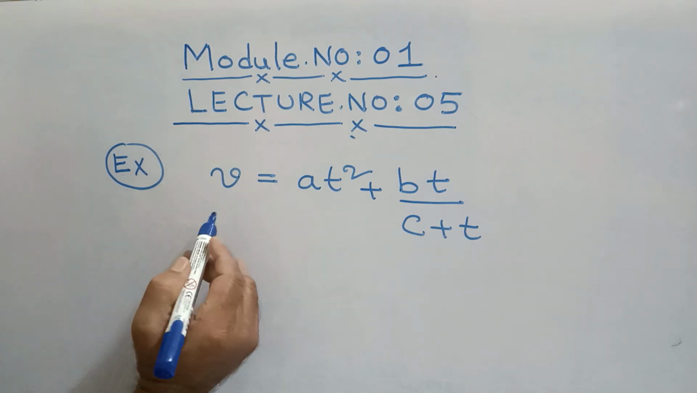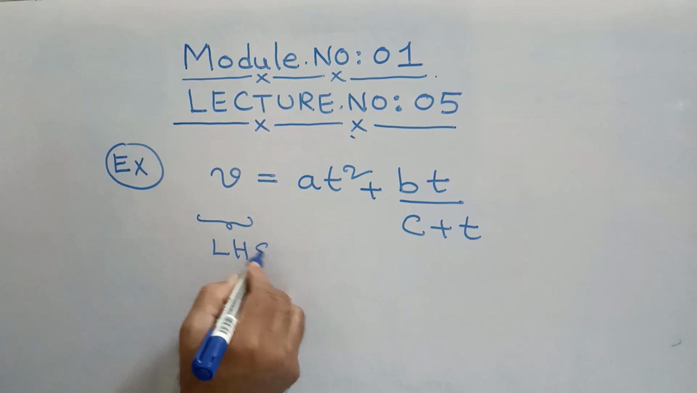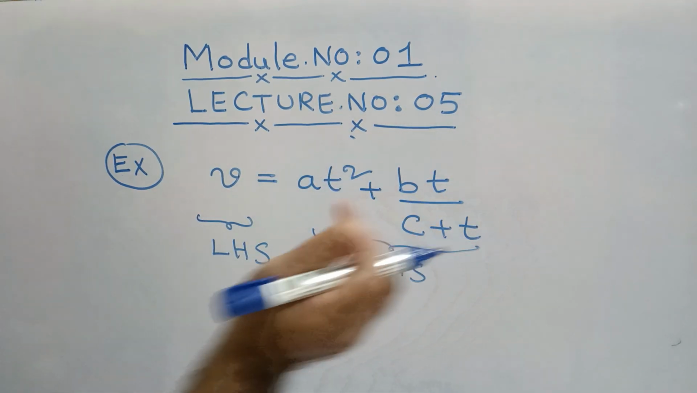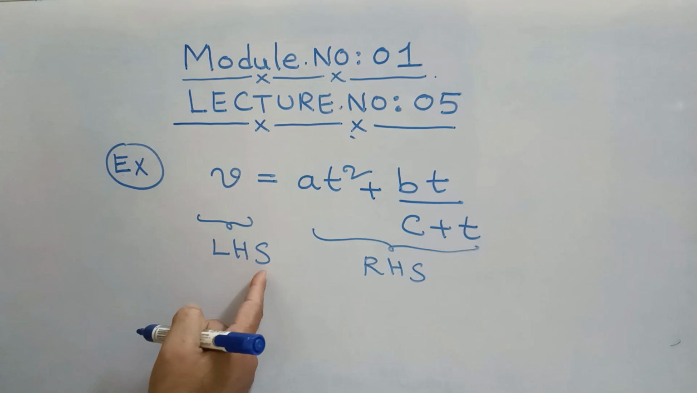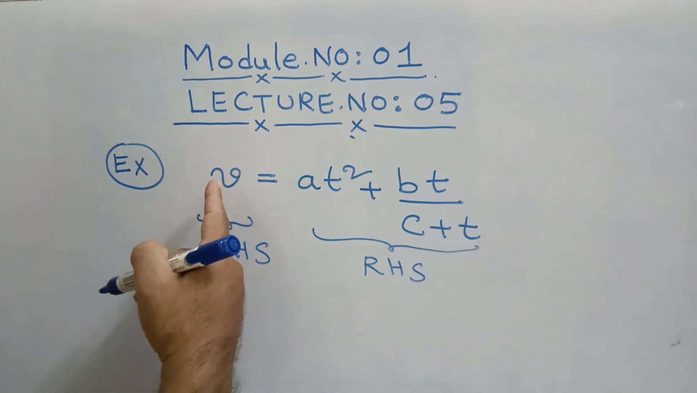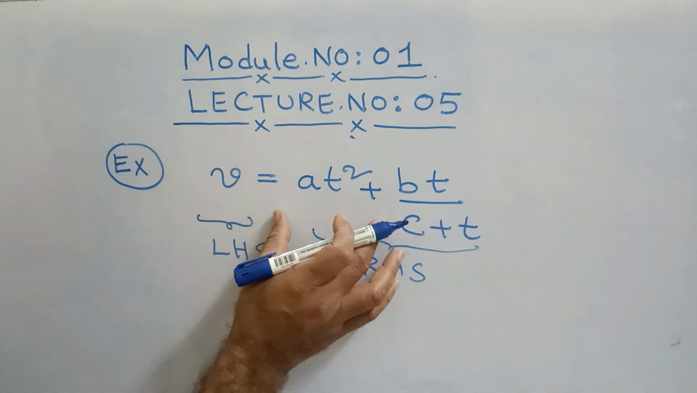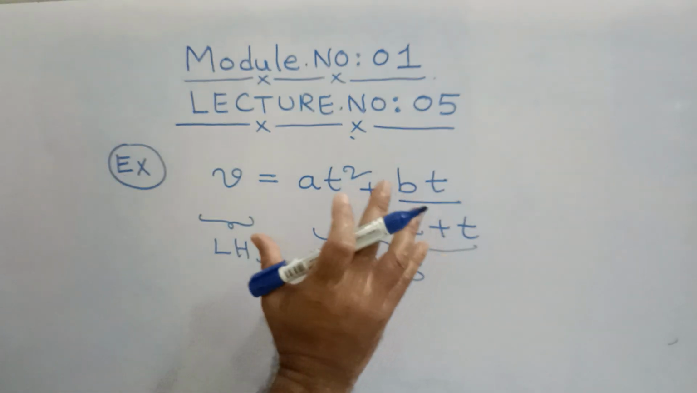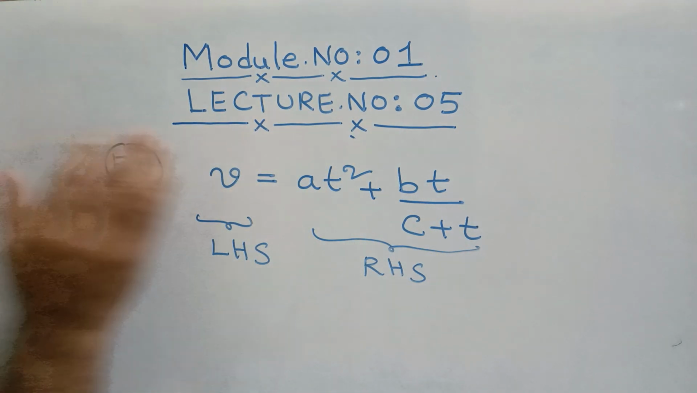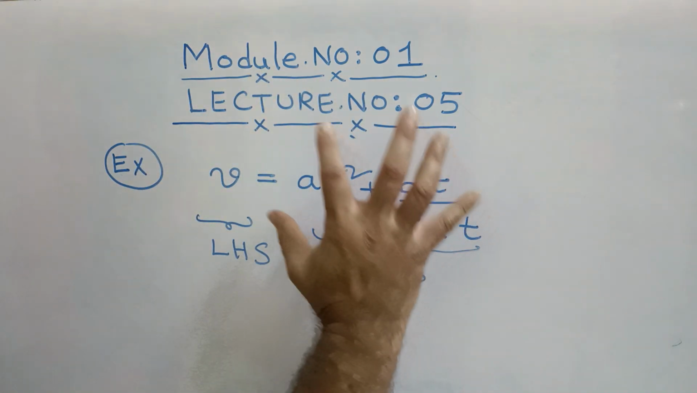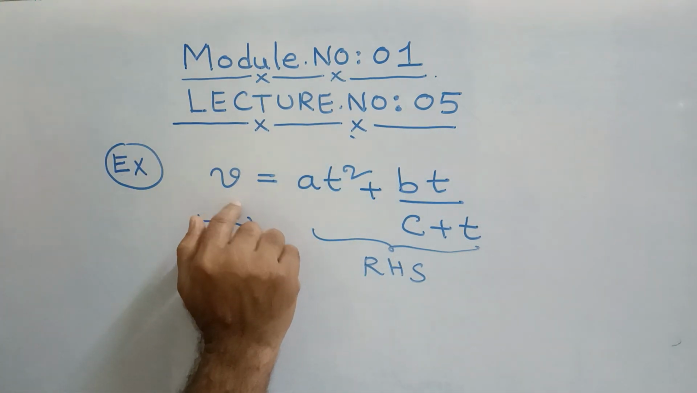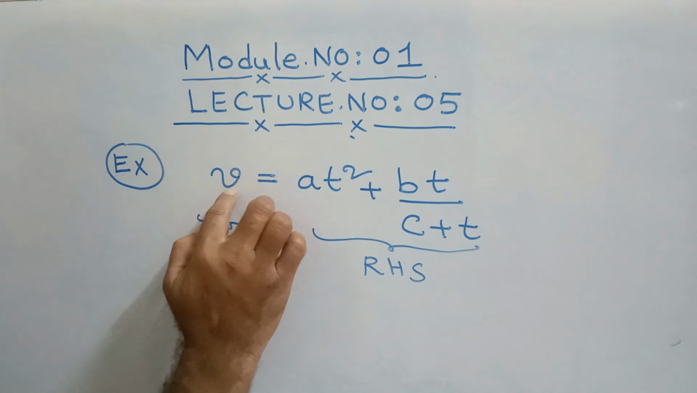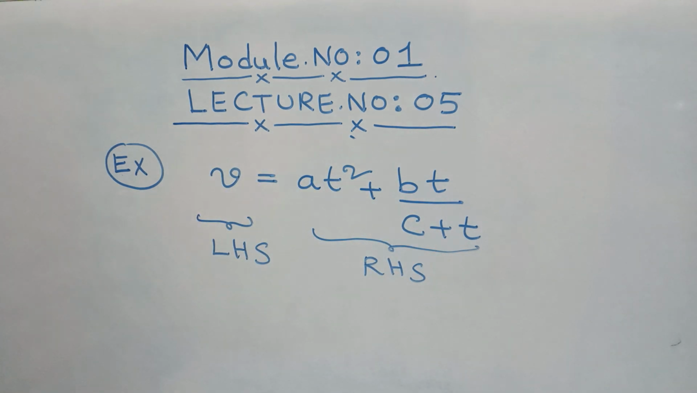The left side is nothing but v. This is our LHS, the left hand side part, and this entire expression is the RHS, the right hand side part. What is this v actually? This v is nothing but velocity. Whatever is on the other side must be equal to the left side. Therefore, the right side is also equivalent to velocity. Velocity is equal to velocity, that is what we have to understand.